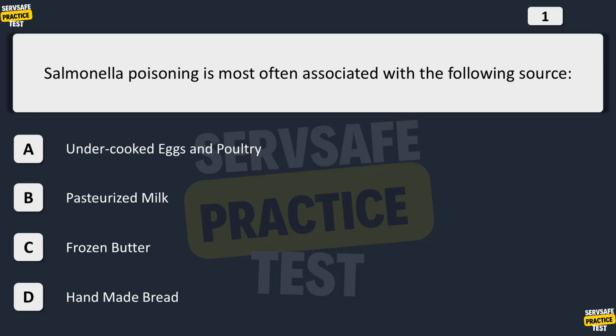Salmonella poisoning is most often associated with the following source. A. Undercooked eggs and poultry. B. Pasteurized milk. C. Frozen butter. D. Handmade bread.